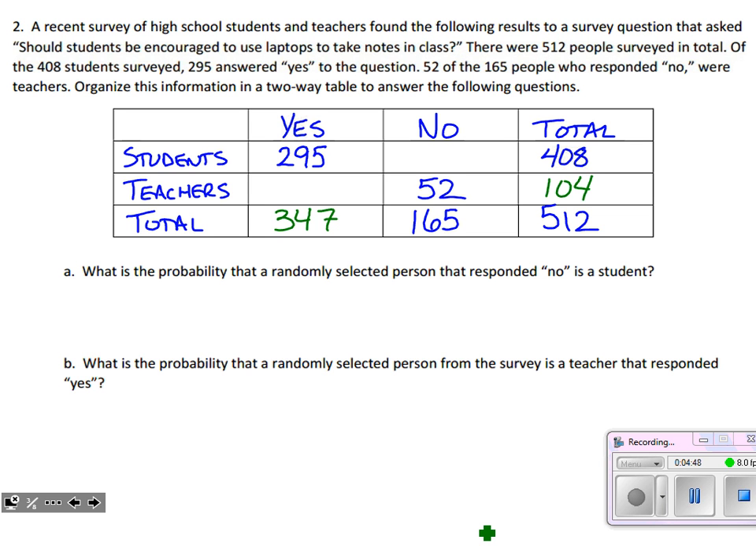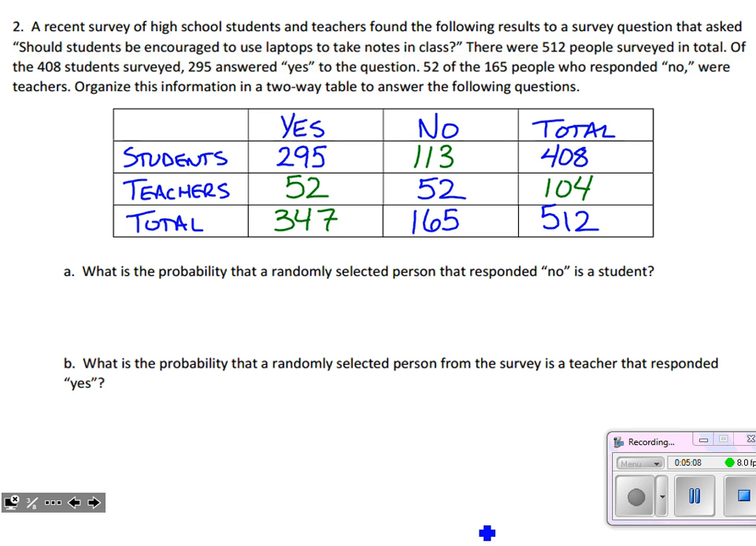And we find that 113 students voted no, smart kids, and 52 teachers voted yes. 52 also voted no, I guess. All right, letter A says, what's the probability that a randomly selected person that responded no is a student?